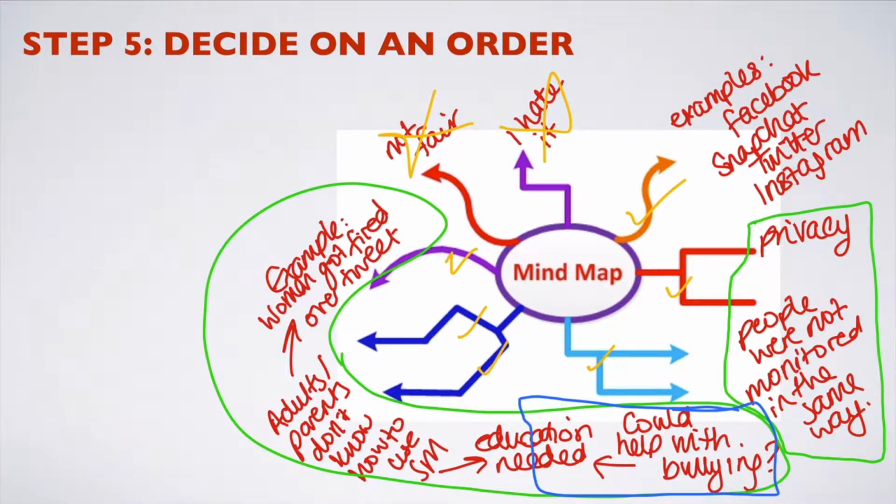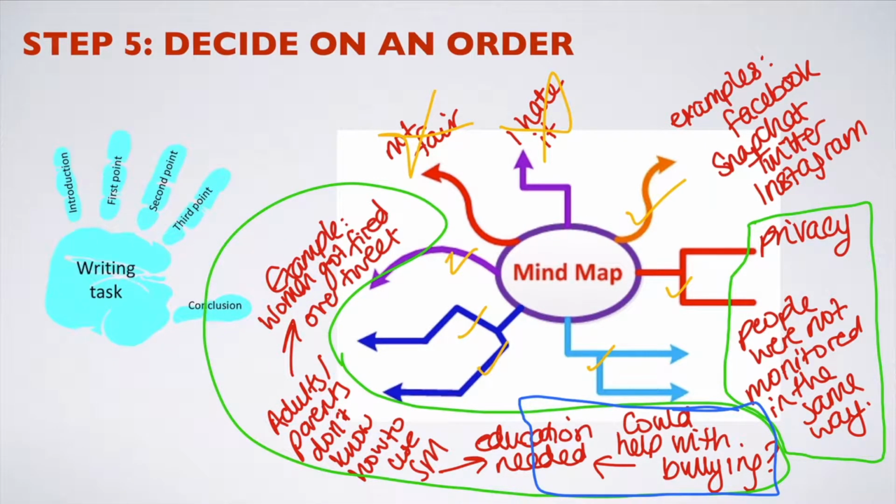My next step is to decide on an order. And for that, I want to think about my hand structure. So my first point really should be the one that came to me first, I think. I think it should be the one, the more obvious one. So I'm going to go with this idea of privacy. That's going to be my number one. And I'm going to have that by there.